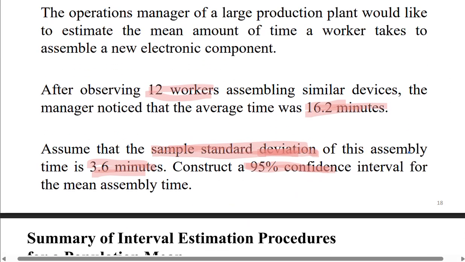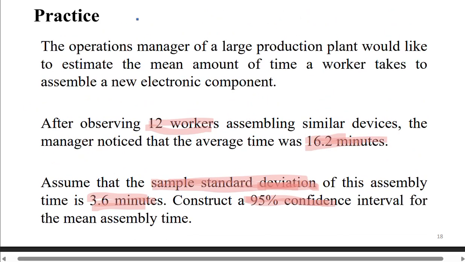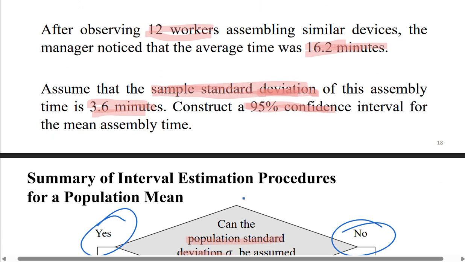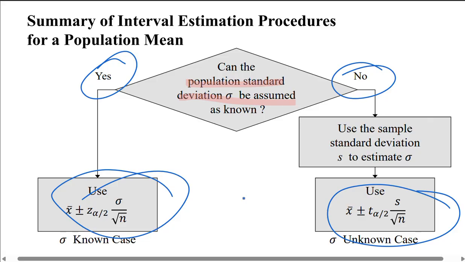I have a small practice question here. Spend some time on it. But remember, because we're dealing with a sample standard deviation, it's not a z distribution, but a t distribution, right? And so the whole interval estimate procedure at this stage is very simple. You ask yourself, can the population standard deviation be assumed to be known? If it is known, then it's a z distribution, and this is how we will calculate the confidence interval estimate. If it is unknown, that presents a t distribution, and this is how we will calculate the confidence interval estimate.